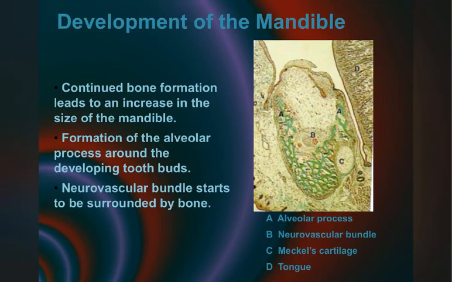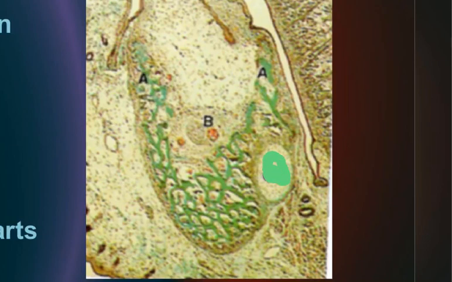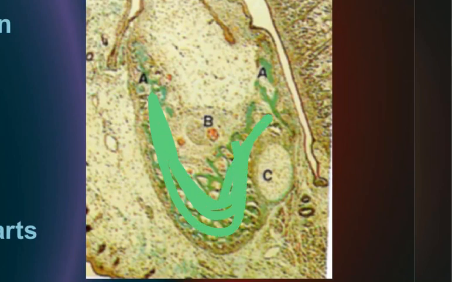Continued bone formation leads to an increase in the size of the mandible. Formation of the alveolar process, alveolar bone around developing tooth buds. The neurovascular bundle starts to be surrounded by bone. Here in this figure we see Meckel's cartilage is getting smaller as the amount of mandibular bone is getting bigger.